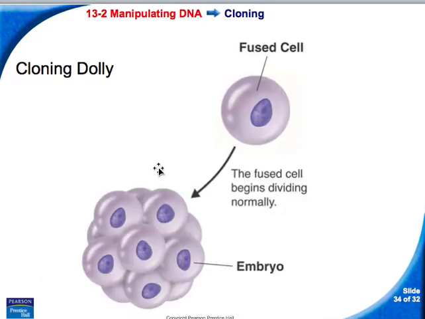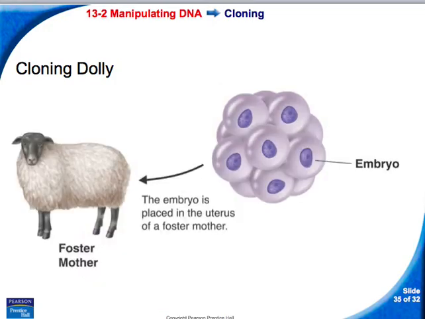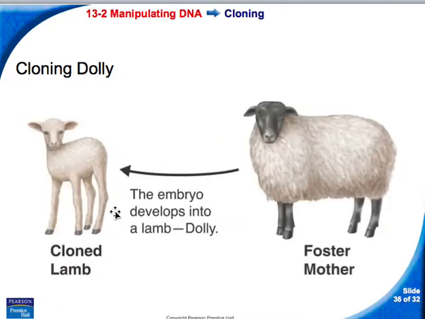Next, that fused cell is allowed to divide, and from there it creates an embryo. Now that embryo is placed within a foster mother where it's allowed to grow, and then finally you have your cloned animal looking just like the original donor.